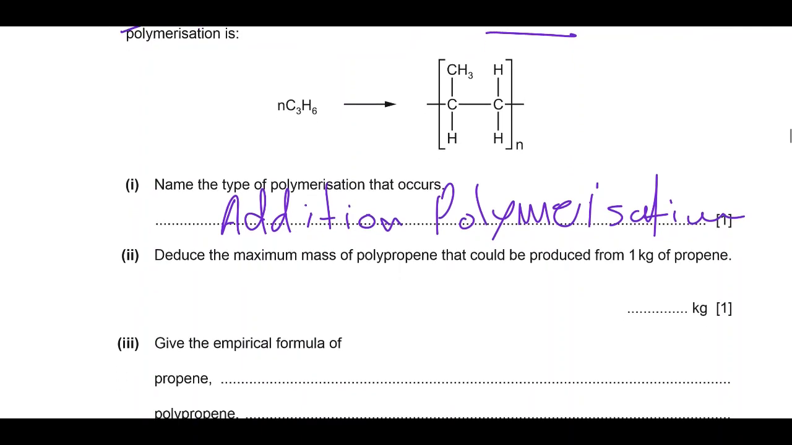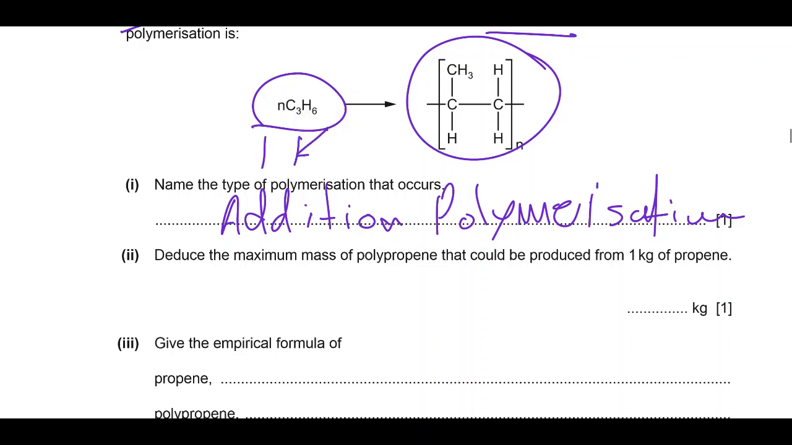Deduce the maximum mass of polypropene that could be produced from 1 kilogram of propene. So here in the addition reaction, you don't have a byproduct. All the reactants are converted into one product, one reactant to one product. So if you started with 1 kilogram, that means you need to end with 1 kilogram. So here only 1.